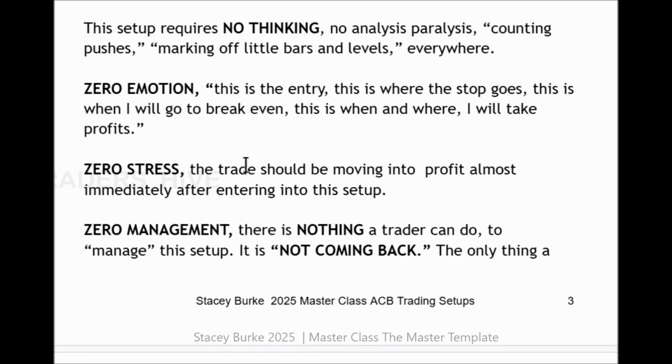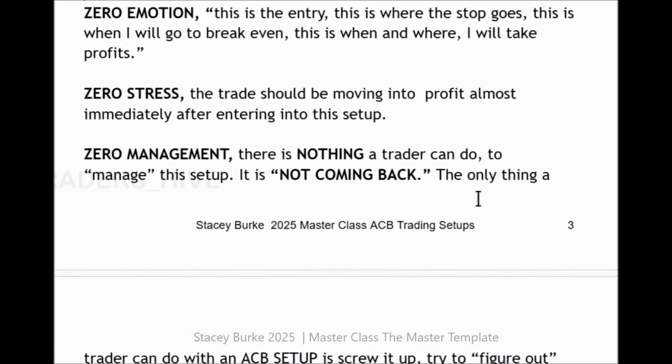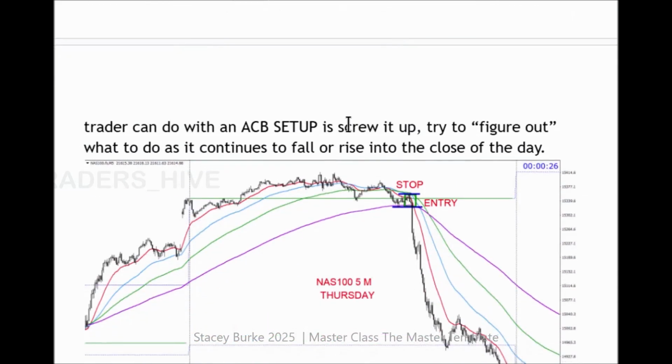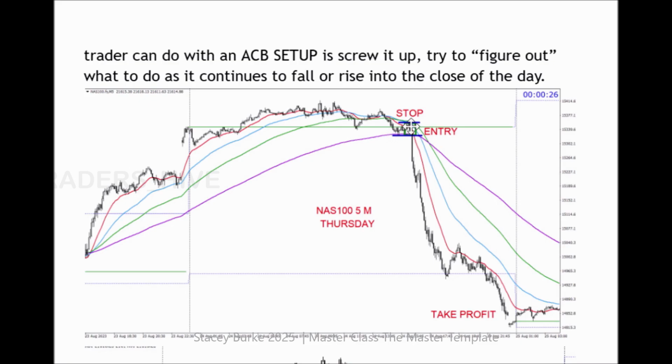There's zero stress because the trade is moving into profit almost immediately after entering into the setup. The coil, zero thinking, zero management, because there's nothing a trader can do with this trade except damage it by thinking about where they need to get in or get out again, and it's a zero management trade setup. It's not coming back. So once they take the position, put their stop in place, and if they move to break even, once it breaks a level, there is nothing else to be done.